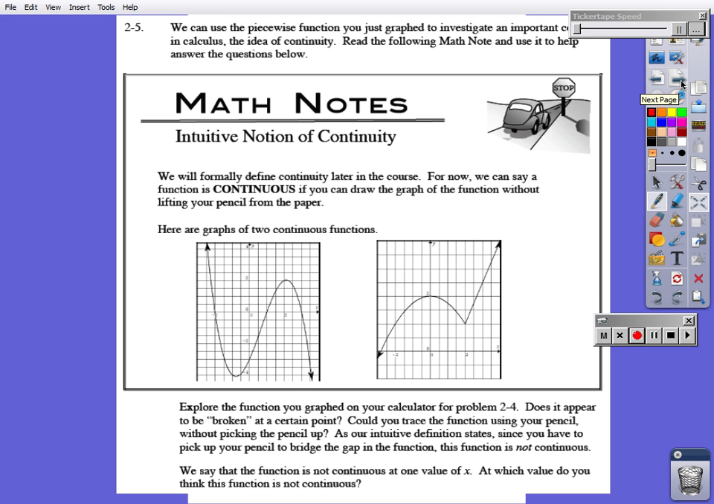Here's some math notes on piecewise functions and the definition of continuity. Now, we're not going to define continuity till chapter 5 when we start talking about limits. For now, though, we can define a continuous function as a function that we can draw without lifting our pencil. So both of these here would be continuous functions. However, that first piecewise function that we graphed that looked like that would not be continuous because you could not draw that function without lifting your pencil in this area here.